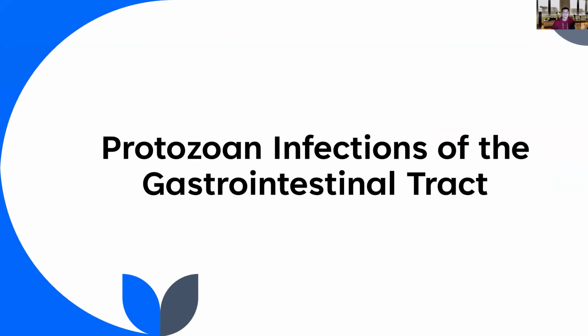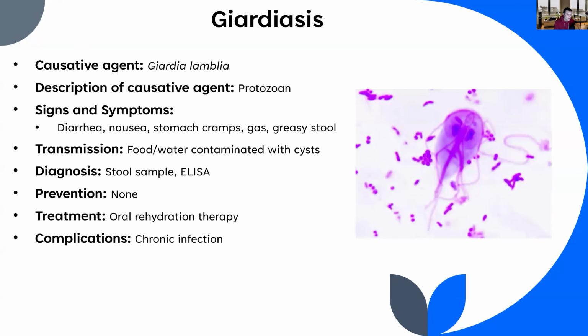Okay, so let's move on to protozoan infections of the gastrointestinal tract. The first one, went a little far there. The first one we'll talk about is giardiasis. This is caused by a protozoan called Giardia lamblia. It does also go by a few other names, Giardia intestinalis, but I'm sticking with the original name while they try to figure out how they're going to decide on this.